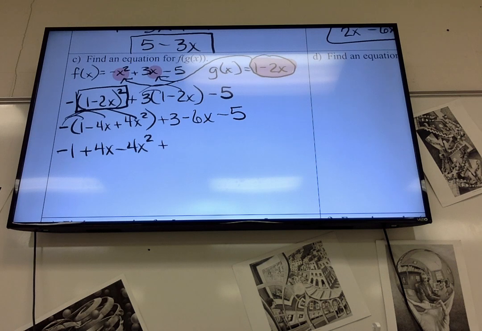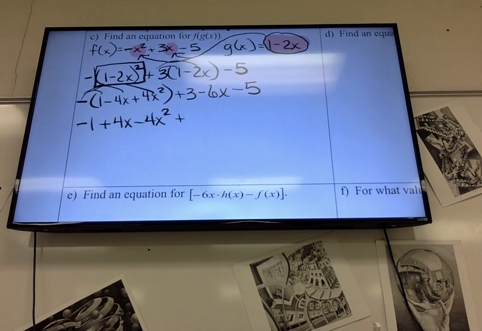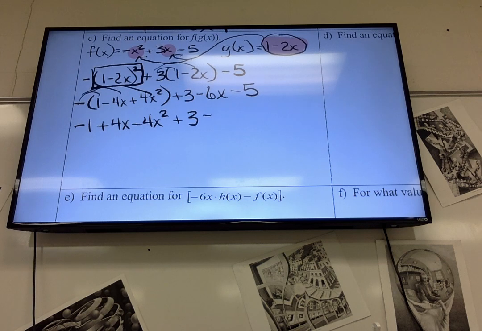Where did the minus sign come from? This minus, it was in front of this x squared. It was right here. Right there. Then plus 3 minus 6x minus 5.